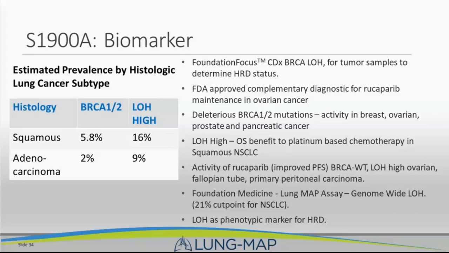So they picked a 16% cut point, we picked a 21% cut point to really enrich for those patients we think are most likely to benefit, looking at these LOH high patients as a phenotypic marker for homologous recombination deficiency in these cancers that may benefit from PARP inhibition. Next slide, please.